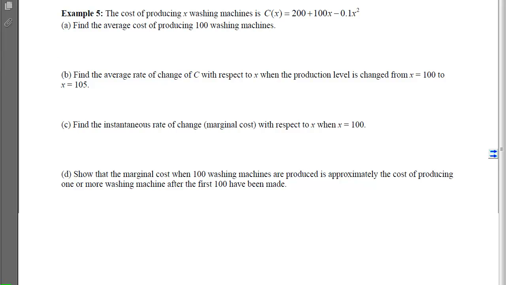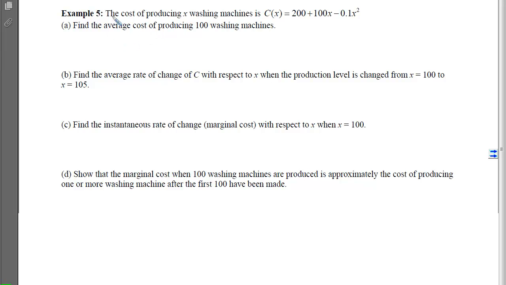The last example, example 5, is an economics variation of this theme. So we're looking at rates of change as we are producing washing machines and then selling them. The cost of producing X washing machines is given by this function. I want to find the average cost of producing 100 washing machines. Where most people mess up with this part A is they misread this as the average rate of change in the cost. I'm not asking for the average rate of change. I just want to know what the average cost is.